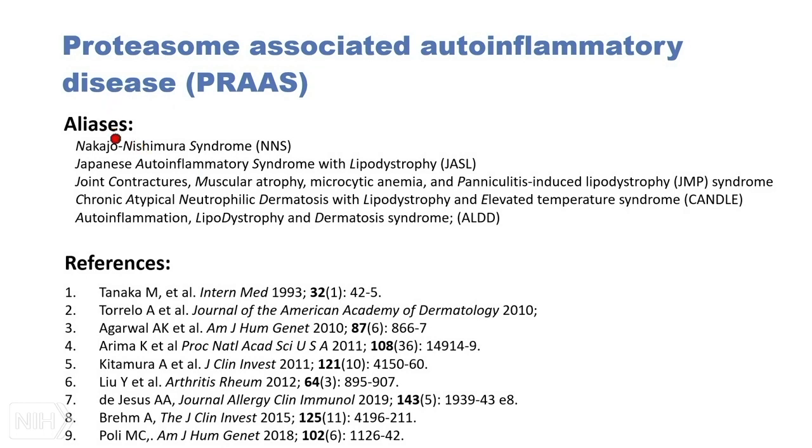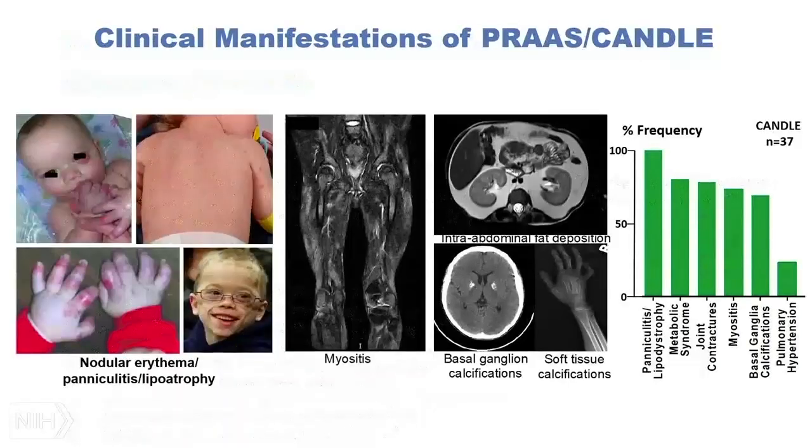This condition was first described in the Japanese literature in 1930, and it was first called Nakajo and then later Nakajo-Nishimura syndrome. It's also called Japanese autoinflammatory syndrome with lipodystrophy, joint contracture, muscular atrophy, and so on. You can read this. I put that in here because the older literature does not have a pathogenic term associated with it, and I left the references here as well. The condition was also called chronic atypical neutrophilic dermatosis with lipodystrophy and elevated temperature, which is what CANDLE stands for, and is a good description of the clinical features.